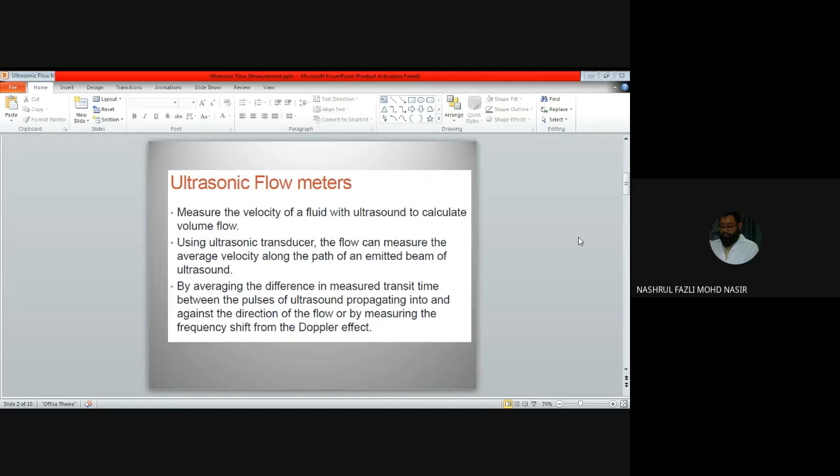This topic is interesting because next time, especially in medical imaging, you will also be introduced to the topic. So this is like an overview of how we use ultrasound to do imaging. But here in our case, we will use the ultrasonic method to measure the flow meters.